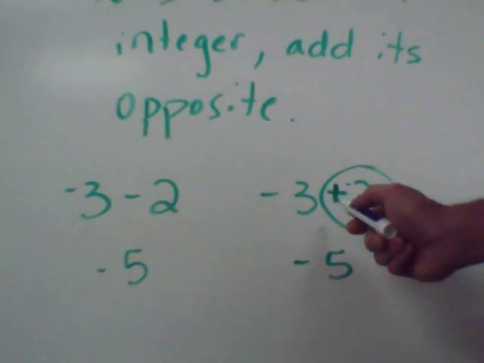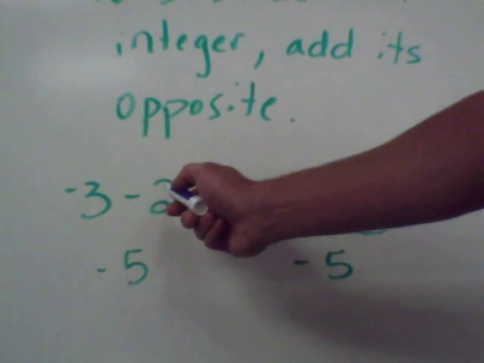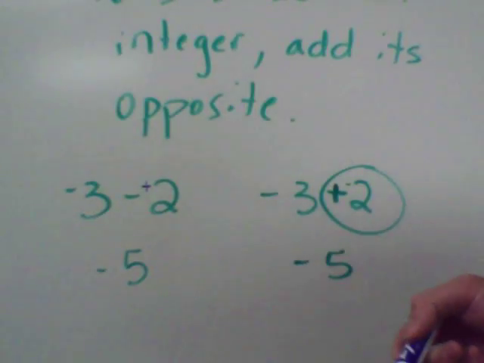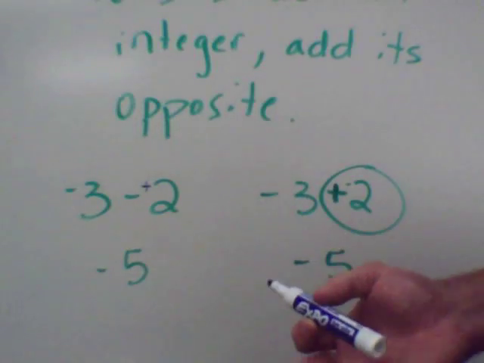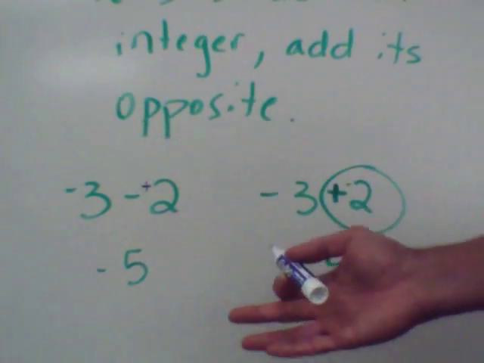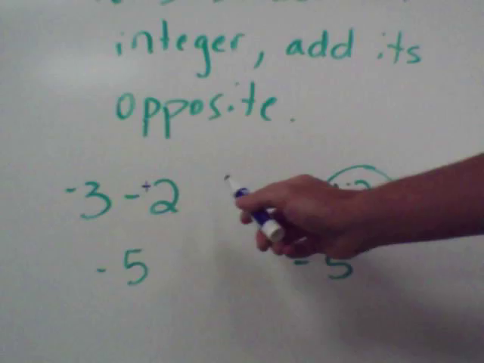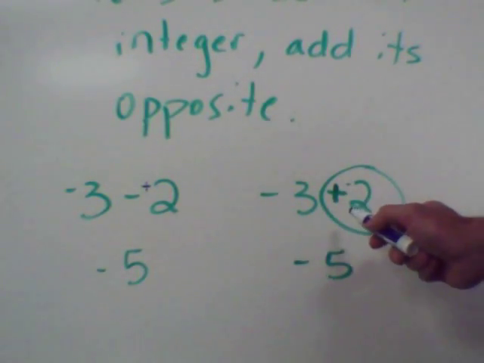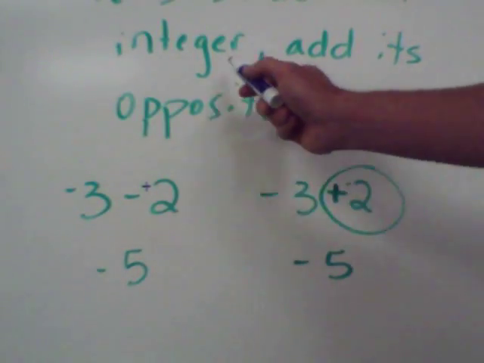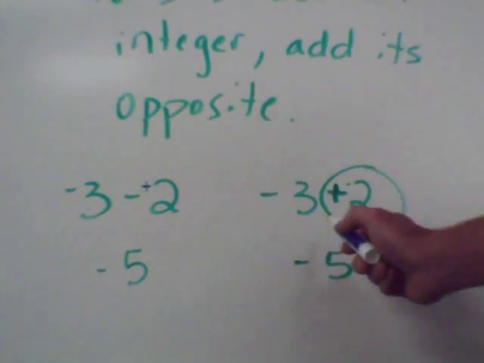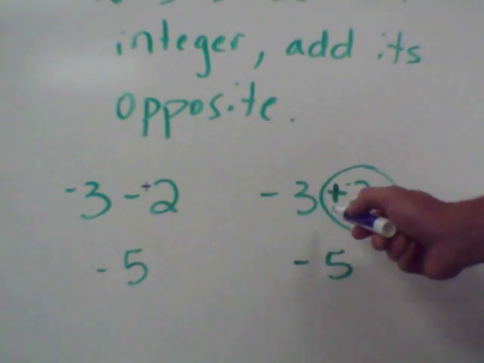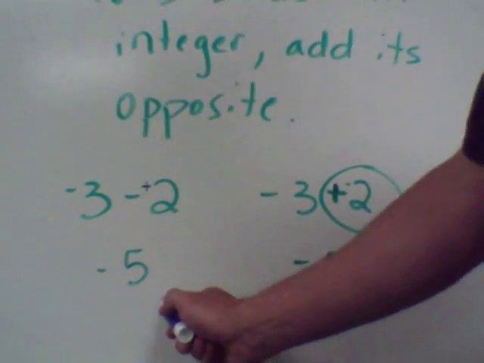But if I add its opposite, adding the opposite of 2, because this is really a positive 2 here, even though that subtraction sign is there. We don't normally put the positive sign on integers. If there's no sign, we assume that it's positive. If there's a negative sign, then we assume that it's negative. So if I'm going to add the opposite, if I have negative 3, I'm going to add negative 2. So to subtract an integer, add its opposite. The opposite would be adding negative 2. Negative 3 plus negative 2 is negative 5. I get the exact same answer.